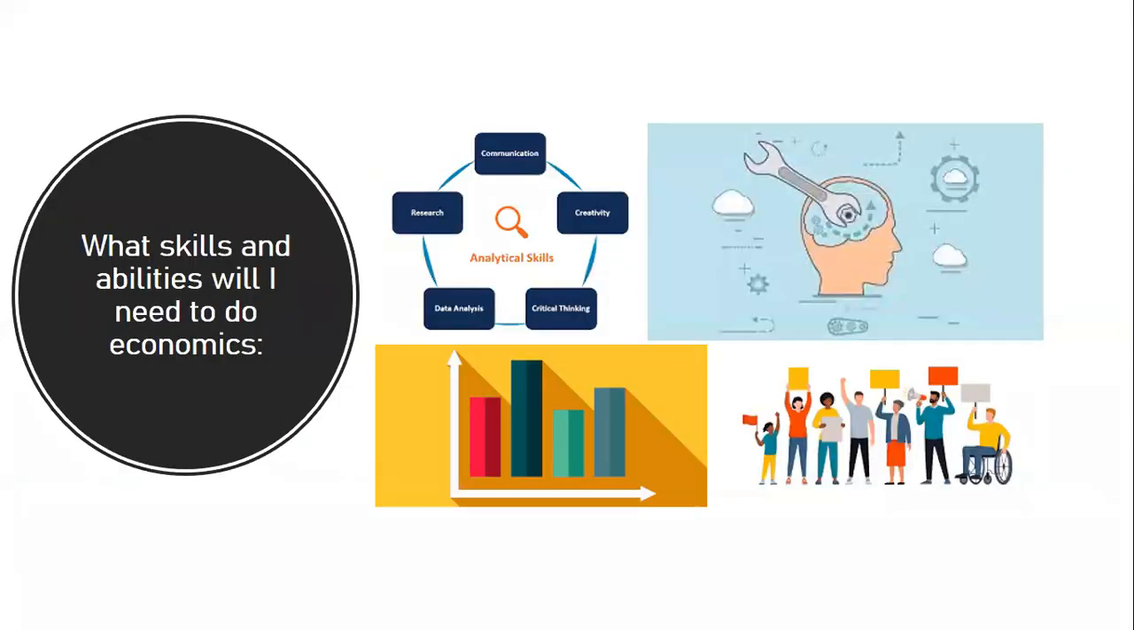What skills and abilities would I need to do economics? Very, very important is mathematical aptitude, meaning numeracy is a key skill for economics. Being able to manipulate numbers and data, logical and critical thinking, analyzing data. You have to be an analytical thinker. You need to identify and solve problems.